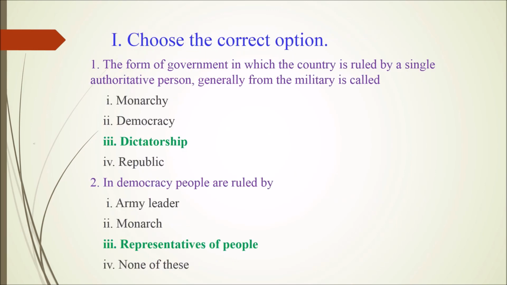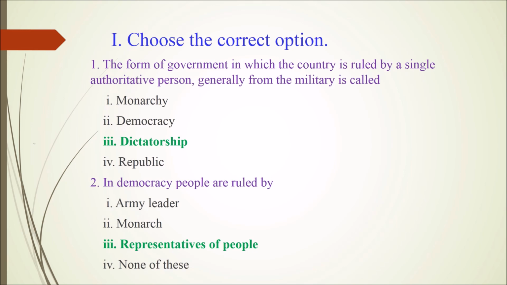Now, we are going to revise the book back questions with answers. Roman letter 1. Choose the correct option. Question number 1. The form of government in which the country is ruled by a single authoritative person, generally from the military, is called option 1 monarchy, option 2 democracy, option 3 dictatorship, option 4 republic. So the correct answer is option 3 dictatorship.